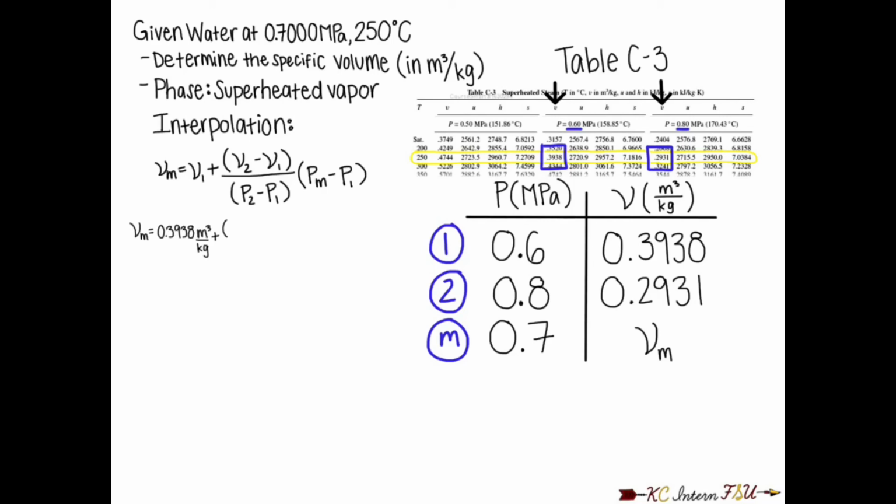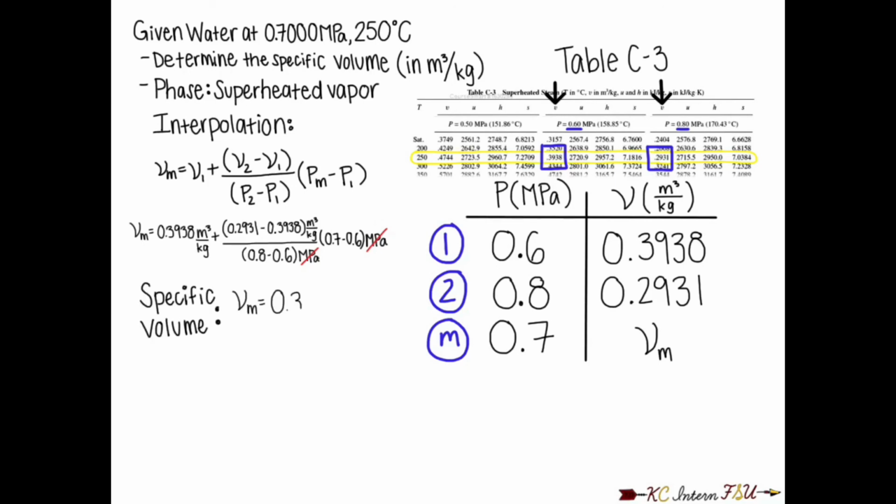Vm is equal to 0.3938 meters cubed over kilograms plus 0.2931 minus 0.3938 meters cubed over kilograms divided by 0.8 minus 0.6 MPa times 0.7 minus 0.6 MPa. From there, we can cancel out the MPa, and our final answer for the specific volume is 0.34345 meters cubed over kilogram.